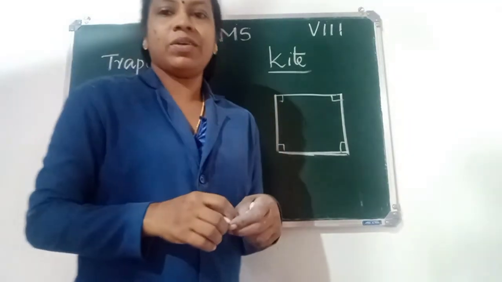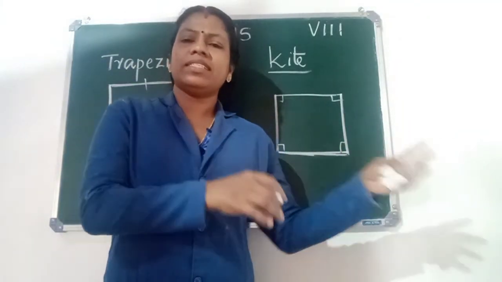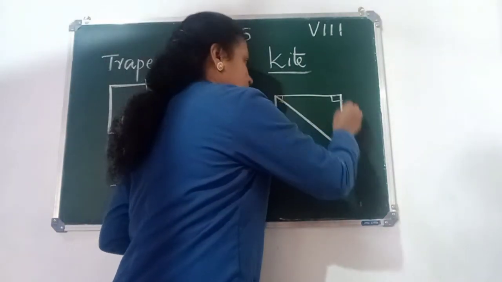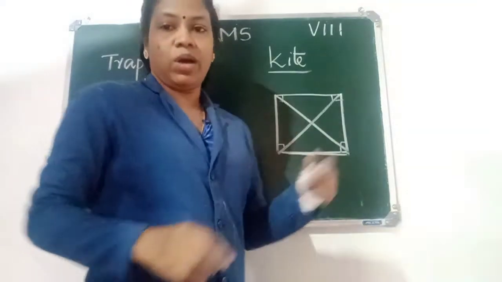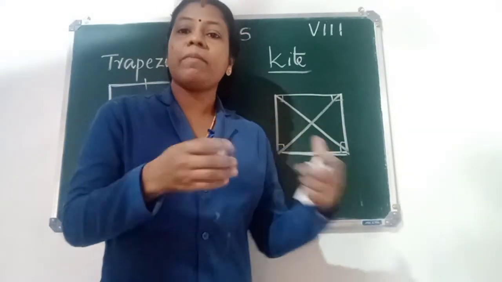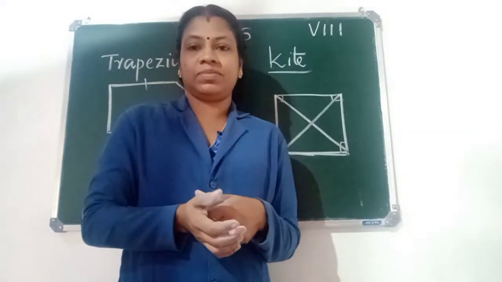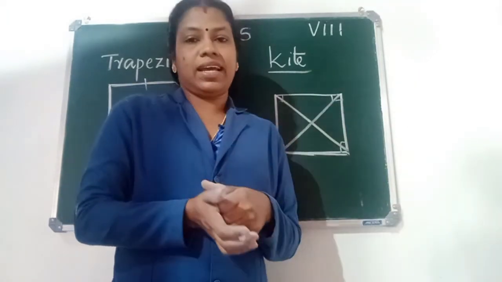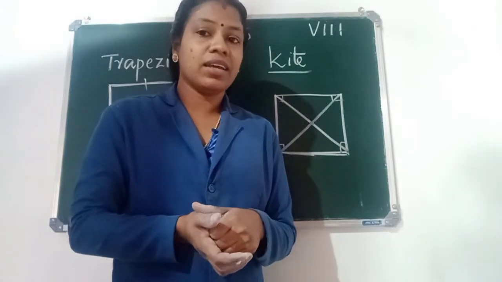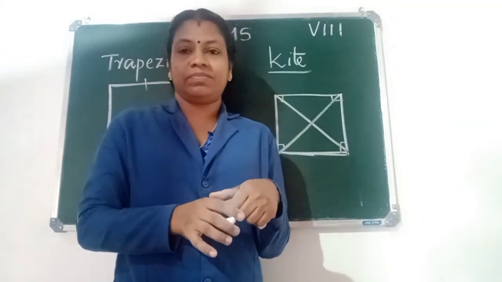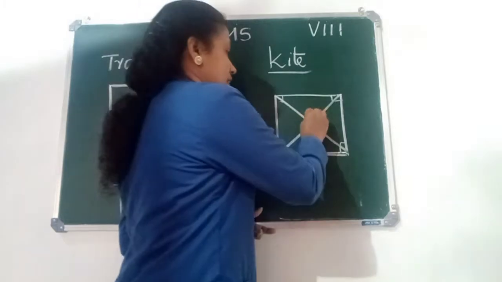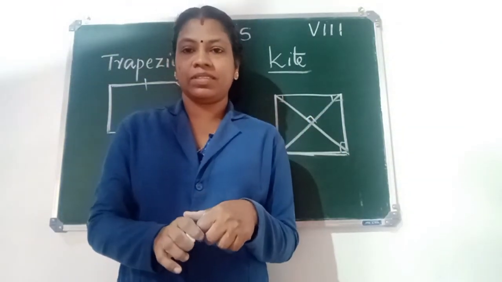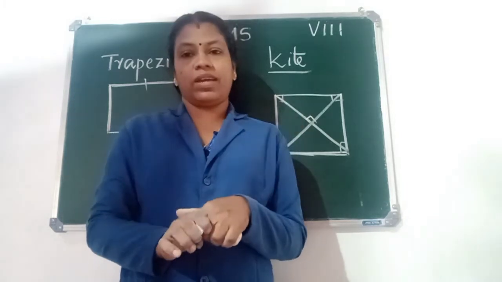Square also has the same properties as a rectangle. That is, diagonals are equal. In a square, diagonals are equal, and the diagonals bisect one another. One diagonal bisects the other diagonal. And the diagonals are perpendicular to each other. Same property as a rectangle. Okay, clear? That's a square.